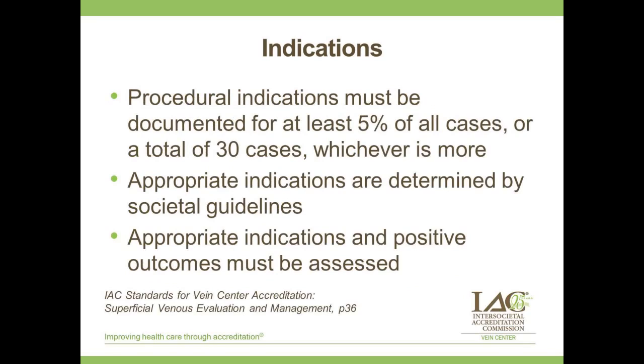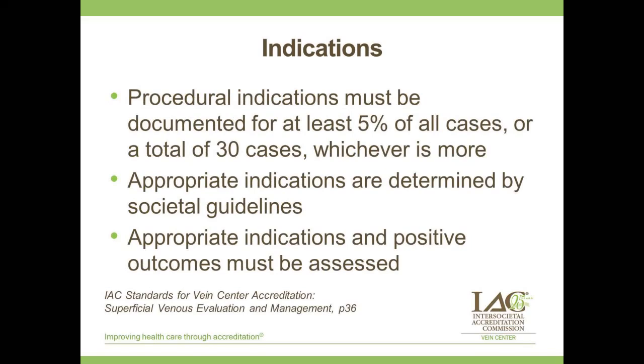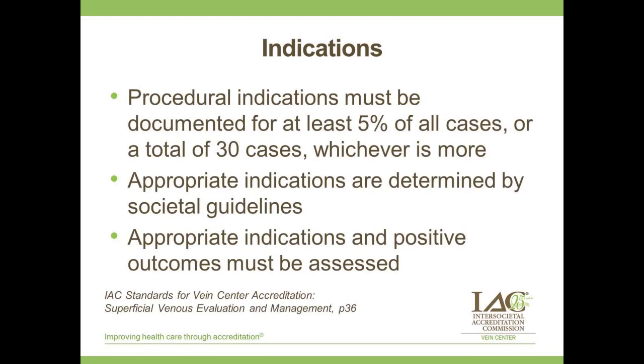The IAC has mandated that when we are looking at indications, a vein center needs to document indications for at least 5% of all of the cases performed, or a total of 30 cases, whichever is more. The total of 30 cases is to make sure that small vein centers report more than just a few cases. Appropriate indications for procedures are derived from societal guidelines. These are reviewed by the IAC staff as well as the IAC Board of Directors.